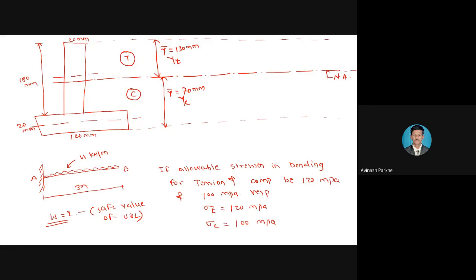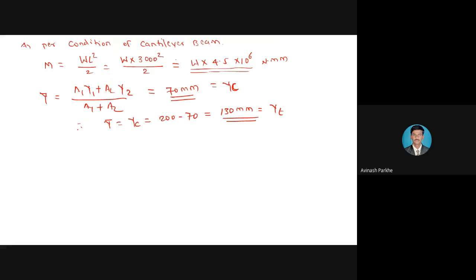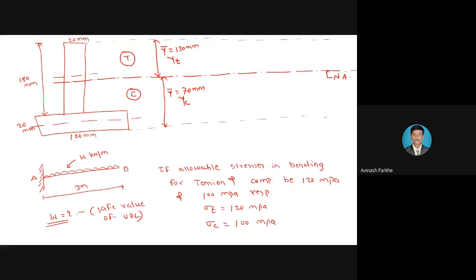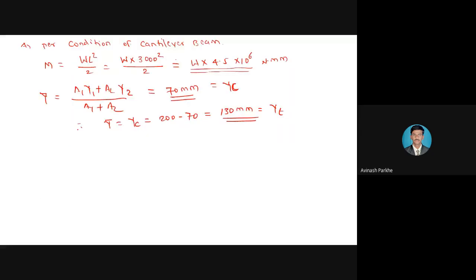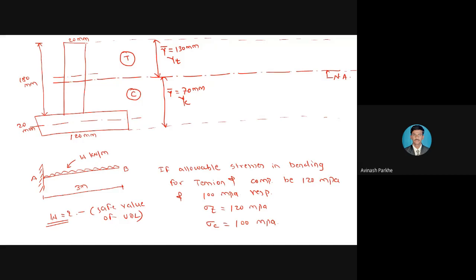What are the two Y bars we have calculated? Segregate those two Y bars in the form of YC and YT. Now here the type of beam is changed. Cantilever beam is there. Therefore below neutral axis it is compression. The first Y bar we have calculated, 70 mm, is your YC. And above the neutral axis, the total height of the inverted T section minus 70 gives another Y bar, 130 mm, represented on the figure.